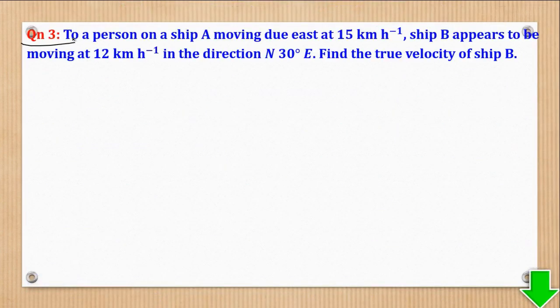Question 3 says, still starts with the word to, a person in a ship A moving due east at 15 kilometers per hour, ship B appears to be moving at 12 kilometers per hour in the direction north 30 degrees east. Find the true velocity of the ship.